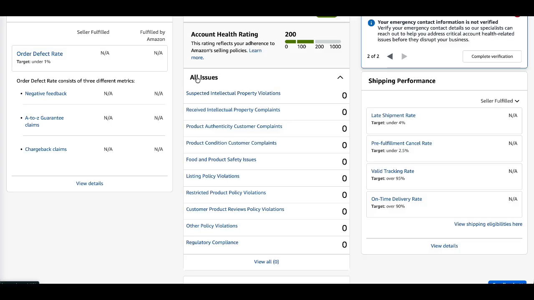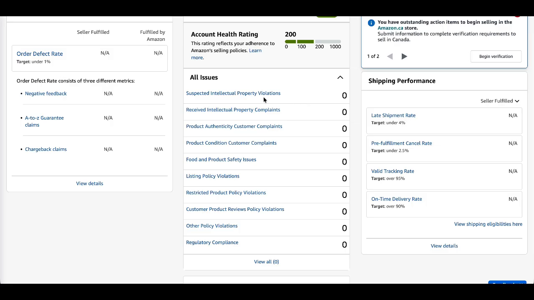Now to cover this segment of all issues, we have already covered the order defect rate and the shipping performance. Now we will cover one by one all of these regulatory compliance. So number one is the suspected intellectual property violations. Intellectual property violation means someone has a right over the intellectual property of that item and you cannot sell it in your own name. Normally most of the sellers don't face it. It is only because you are using an image of a product that is not yours, or you are using anything that is copyright or trademarked. So always try to avoid that.